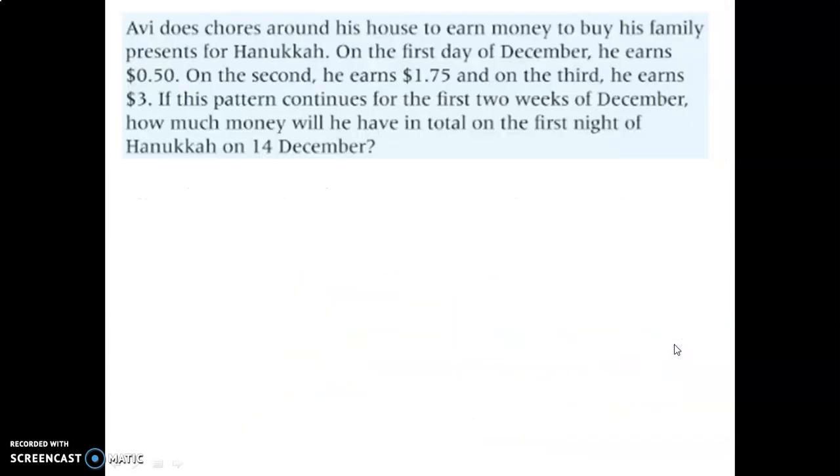Now there's a bunch of problems for you to try, starting with this one. This is a word problem, typical kind of word problem for arithmetic or geometric. So first determine, is this arithmetic, is it geometric? And then it says, how much money will this person have in total? So that's talking about a sum. How much will they have in total on the 14th day? So see if you can solve that.